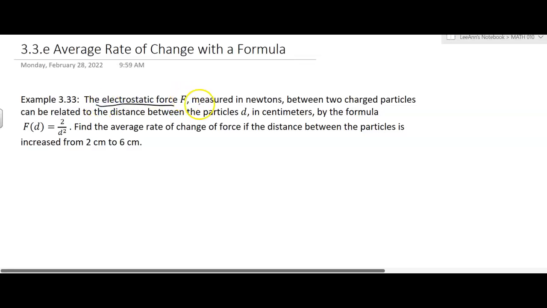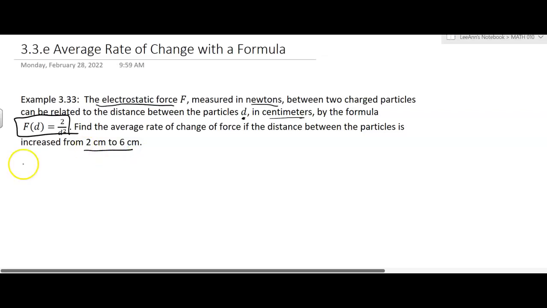The electrostatic force F, so we're figuring out electrostatic force, and F is measured in newtons, and it's between two charged particles. It can be related to the distance between the particles, d. So d is distance in centimeters, and they give us a formula, right? Here's the formula.